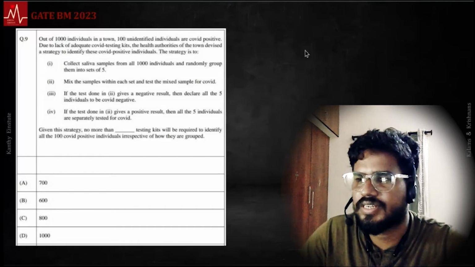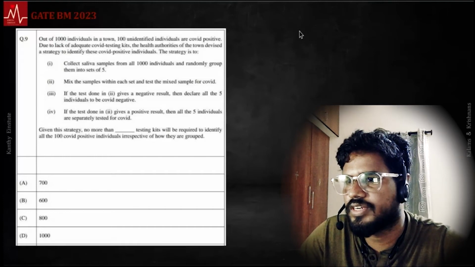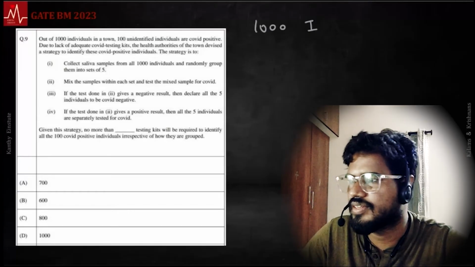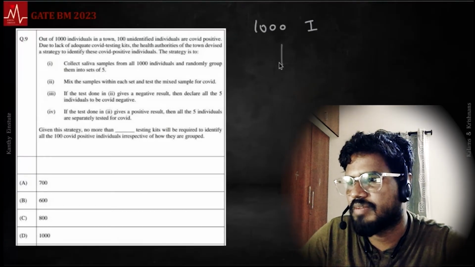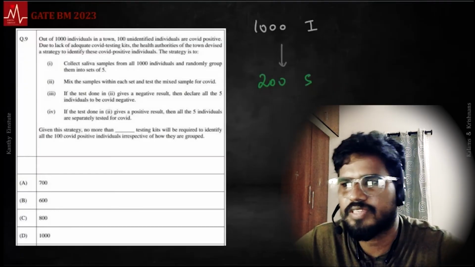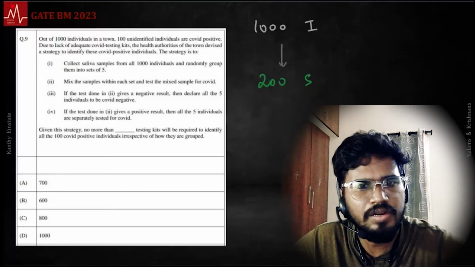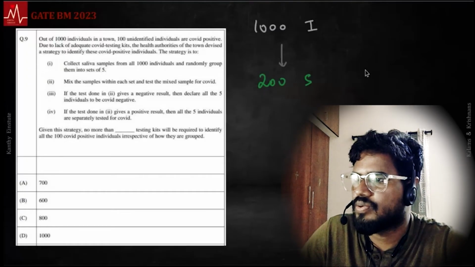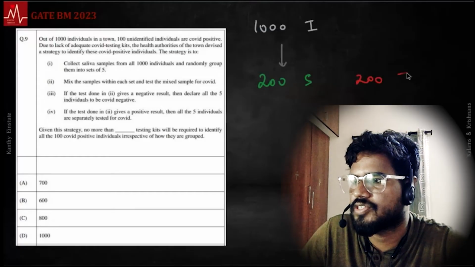Let's go by the strategy. Collect 1,000 individuals. Group them into sets of 5. That becomes 200 sets. Mix the samples within each set. Test the mixed sample for COVID. So at this stage, you do 200 tests.